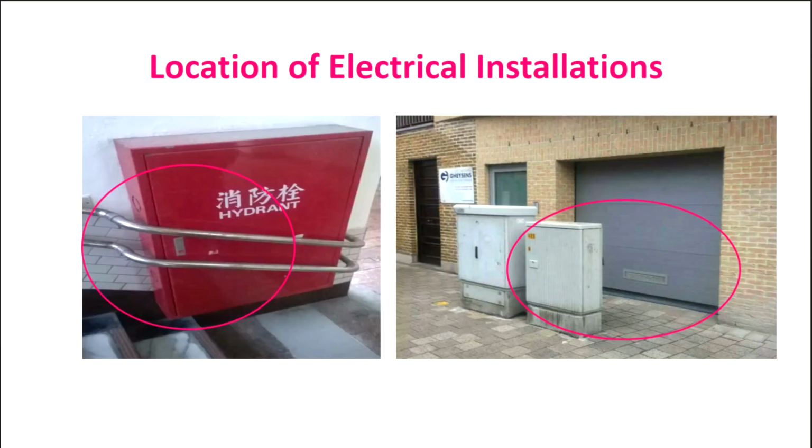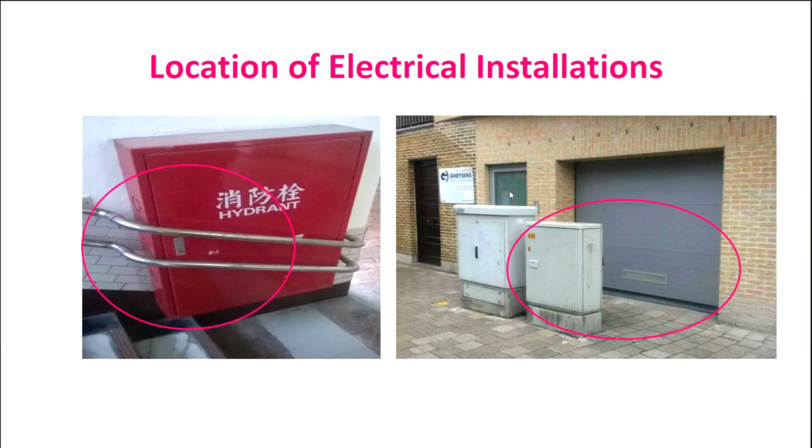Again here on the left side you can see a staircase with handrails attached to it. But these handrails are just adjacent to an electrical installation. Either the electrical installation should not be at the location where this staircase and handrails are provided, or it can be relocated somewhere else so that these things are not there.